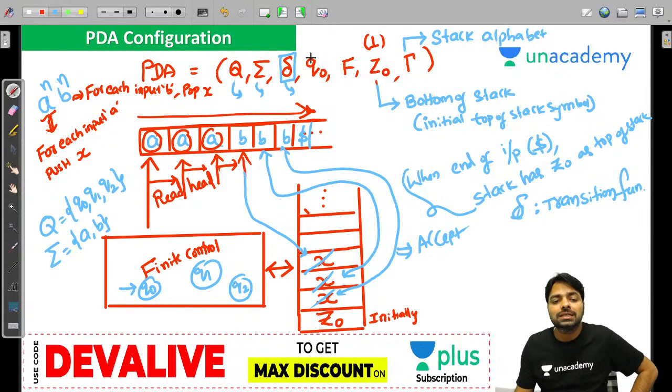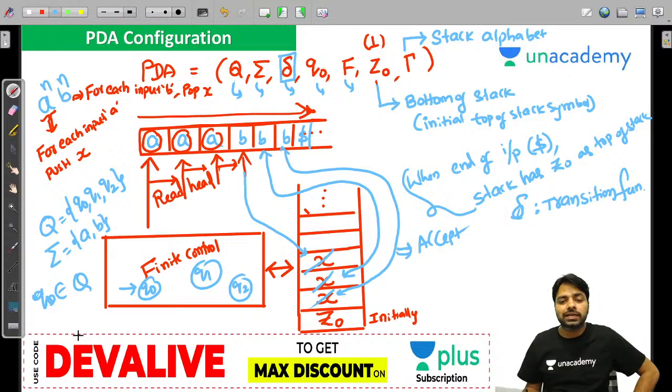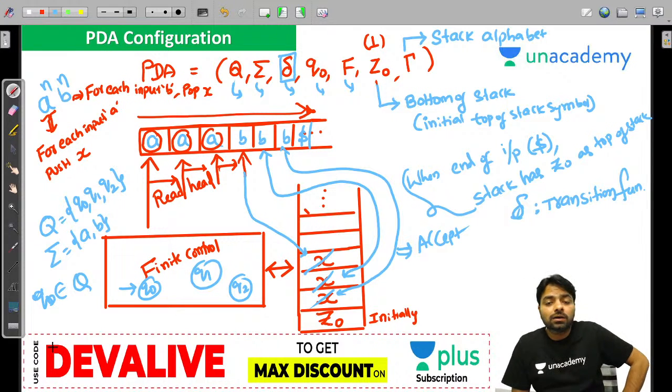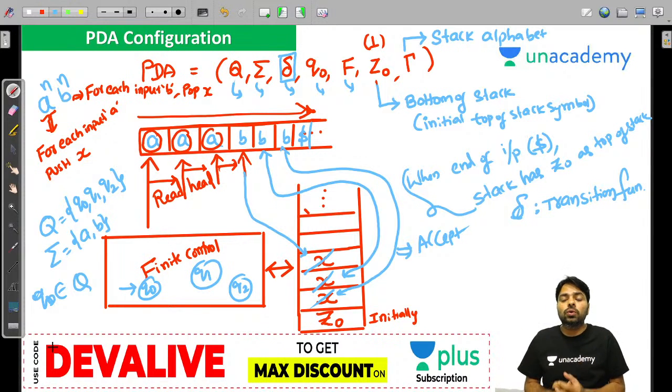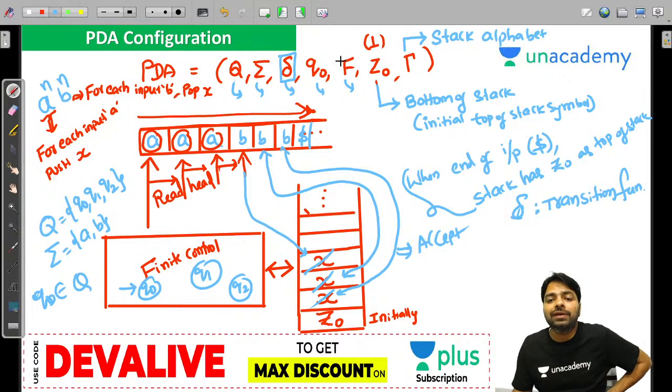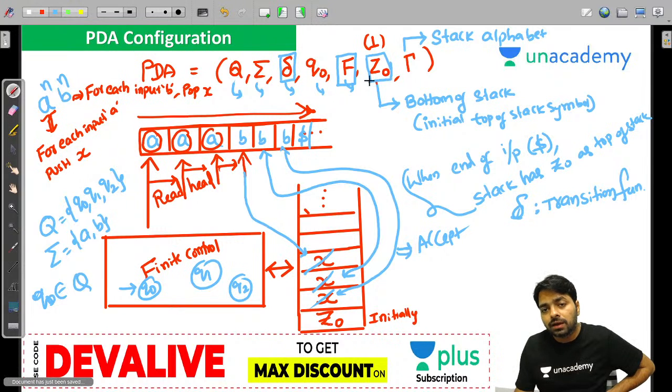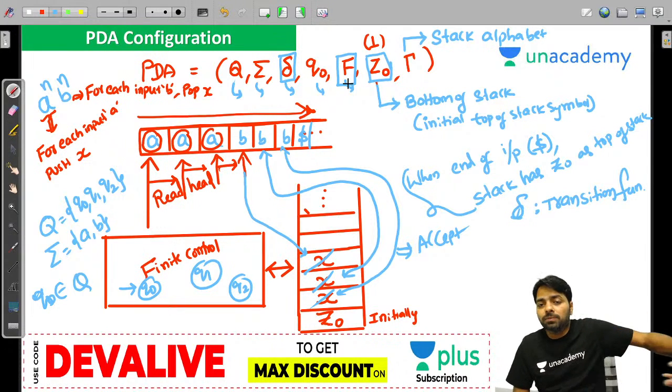And Q0 is the initial state. That Q0 is one of the states in Q only. And F is the set of final states. In finite automata you always have F, but in PDA it's not compulsory. Without a final state also you can understand the language. So we will see slowly. The F is optional. This is not compulsory. Z0 is also optional. Without Z0 also I can understand the problems.